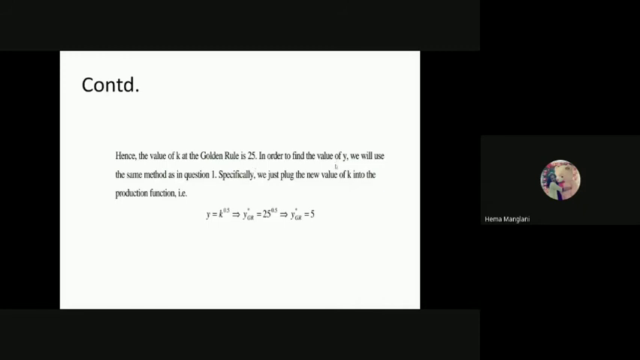So in order to find the value of small y, we'll use the same method we used in the solution of question 1. So y is equal to k to the power 0.5. So y star of golden rule is the square root of 25, since the power is 0.5, which gives us the y star value of golden rule, that is now 5. Is that clear now, you guys? How we got this y star GR and this k star GR.